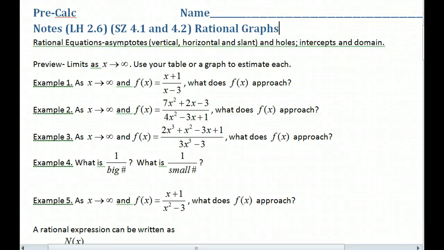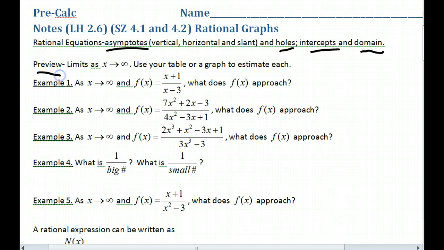Hi, this is Pre-Calculus, and we're dealing with rational graphs, or graphs of rational functions. And so we want to start dealing with asymptotes, vertical, horizontal, and slant, holes, intercepts, and domain. If we get all those things, then we can go ahead and graph.